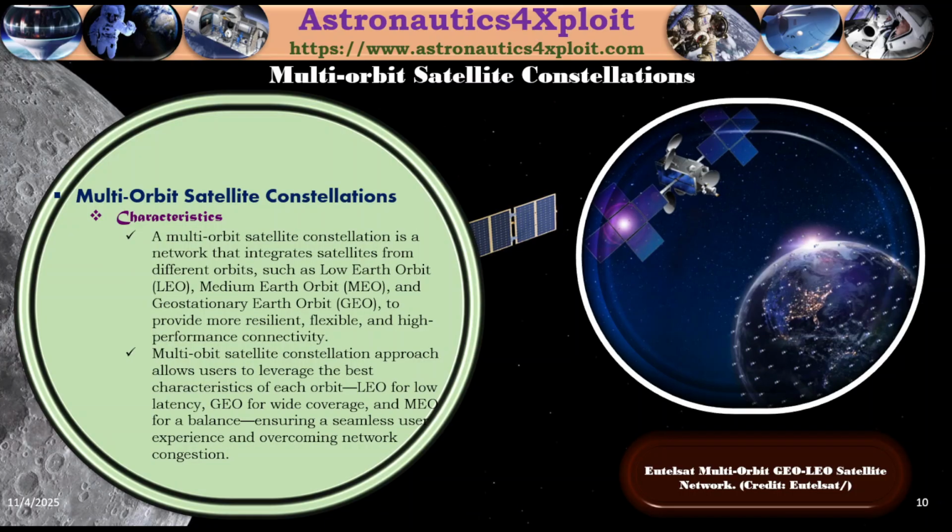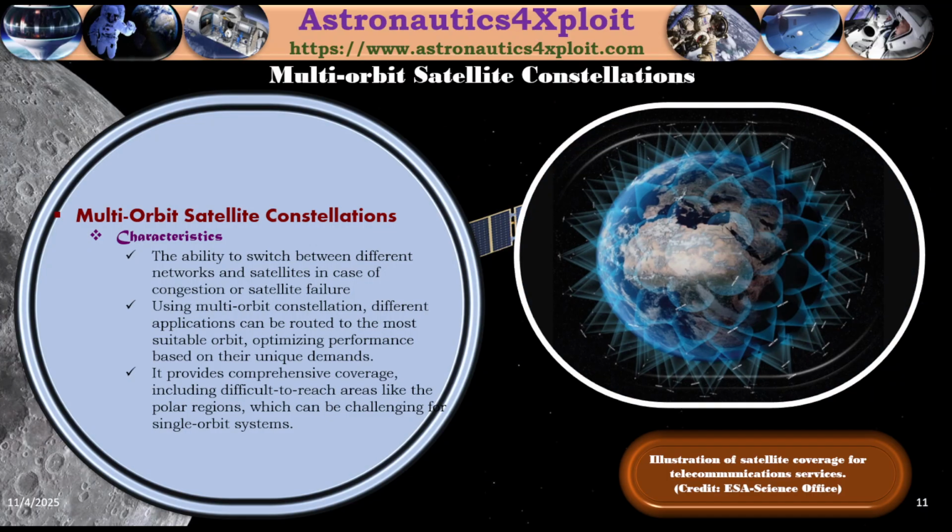A multi-orbit satellite constellation is a network that integrates satellites from different orbits such as LEO, MEO, and GEO in order to provide resilient, flexible, and high-performance connectivity. A multi-orbit satellite constellation approach allows users to leverage the best characteristics of each of the orbits. Eutelsat multi-orbit GEO satellite is shown in this picture. Multi-orbit satellite constellation characteristics are as follows.